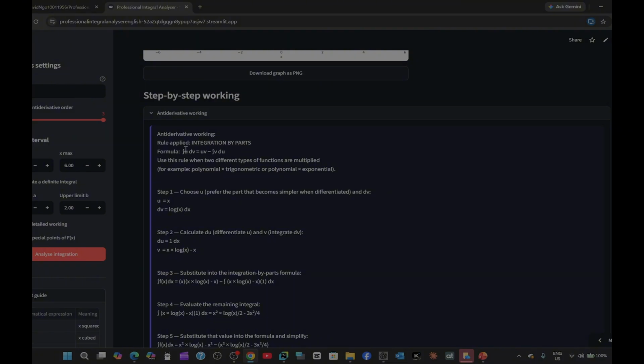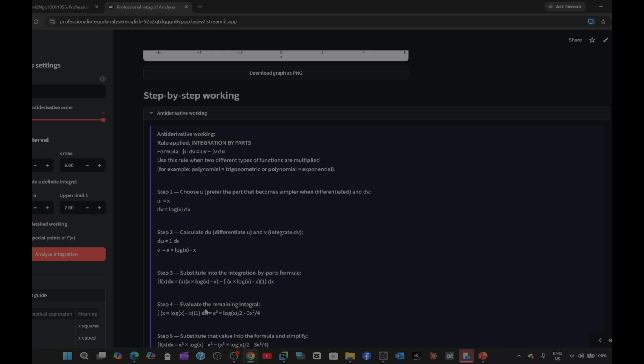So you define u and dv, uv minus this one here, integration by parts. From there, step 1, you get u equals this, dv equals this, and then step 2, you calculate du, right? From u here, du is 1, right? For dv, you take the integration of the log x, right? Then you get the answer. Step 3, substitute there. Right, that's the iteration you get.